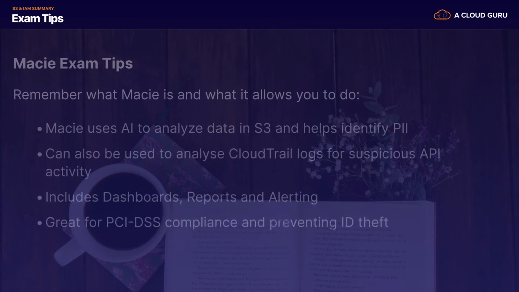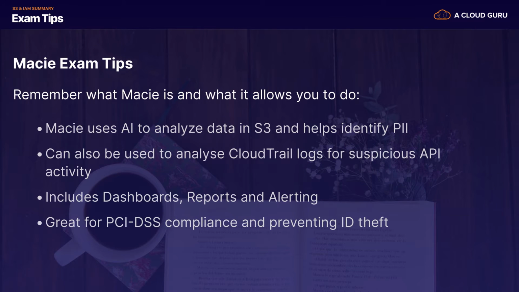Do not confuse Athena with Macie. Macie uses AI to analyze data in S3 and helps to identify personally identifiable information, or PII. So things like your social security number, your address, your credit card numbers, etc. It can also be used to analyze CloudTrail logs for suspicious API activity. It includes dashboards, reports, and alerting. And it's great for PCI DSS compliance as well as preventing ID theft. So Athena is used for running SQL queries. Macie is used as a security service to look for PII.